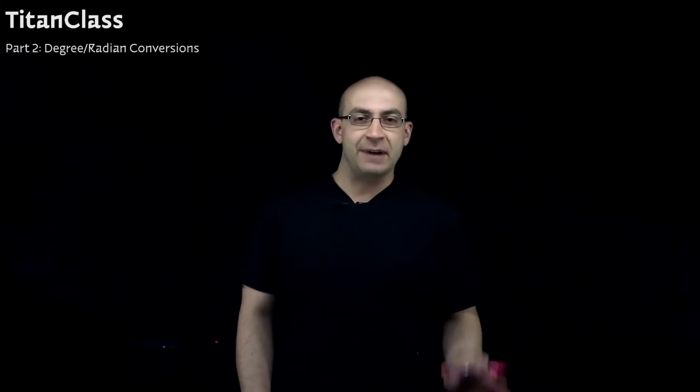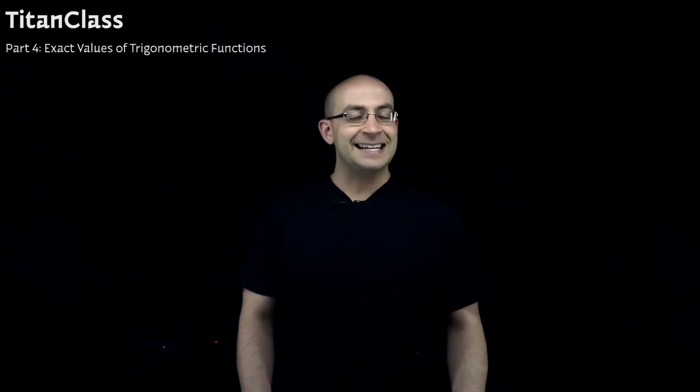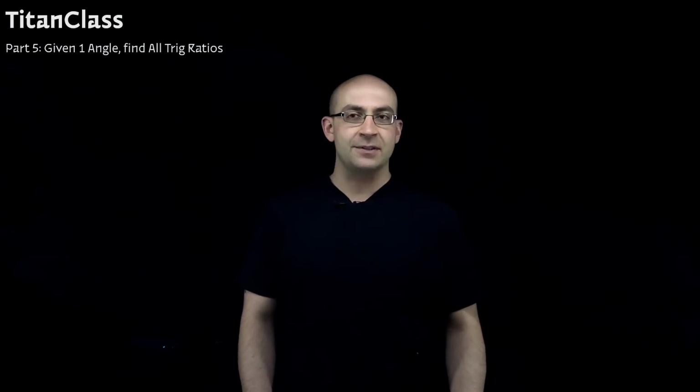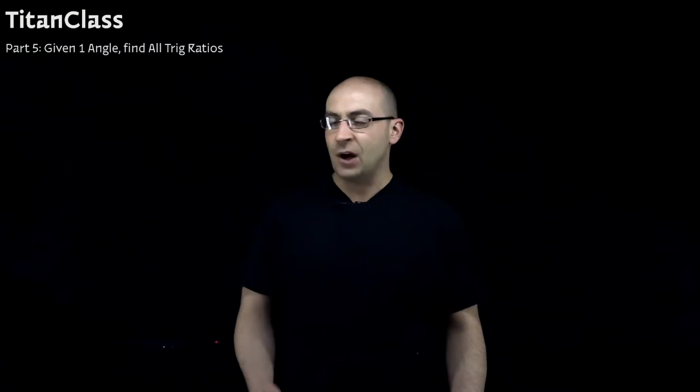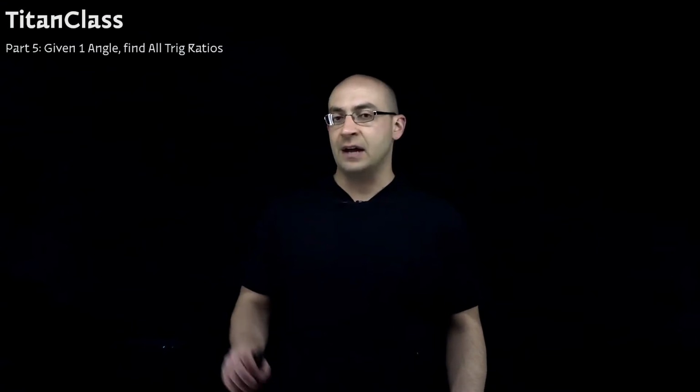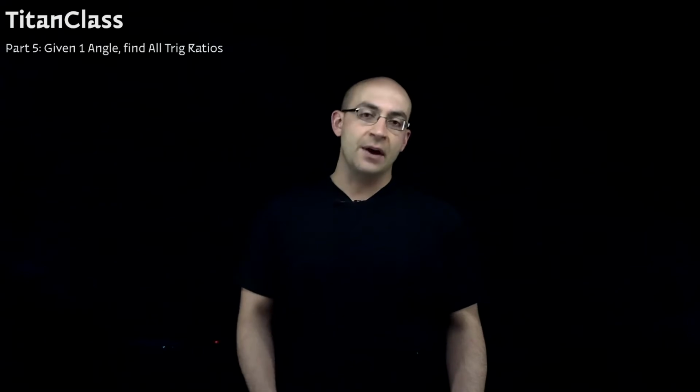On this episode of TitanClass, we're going to talk about a whole bunch of pre-calculus stuff. Part 1, coterminal angles. Part 2, degrees to radian conversions and backwards. Reference angles, exact values of trigonometric functions, and finding all trig ratios when you're given either a theta measurement or another trig ratio. It's going to be a jam-packed day. Let's get it started.